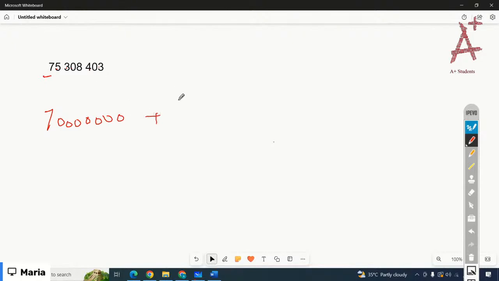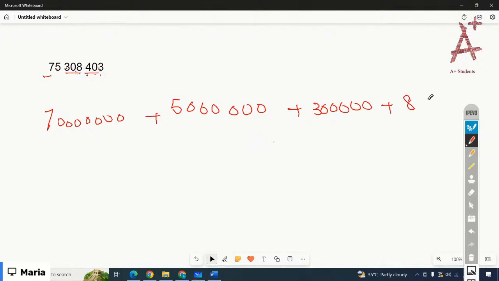The next one is 5. How many digits after 5? 1, 2, 3, 4, 5, 6. Then you have 3. How many digits after 3? 1, 2, 3, 4, 5. Add 5 zeros. Then you have 0, and you don't have to write 0. Then you have 8. How many digits do you have after 8?